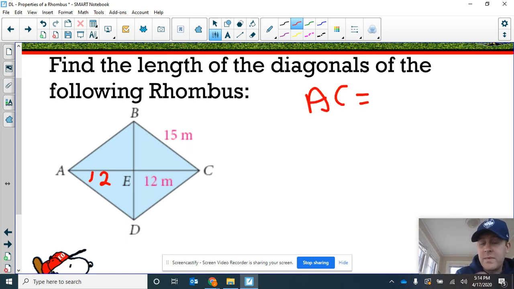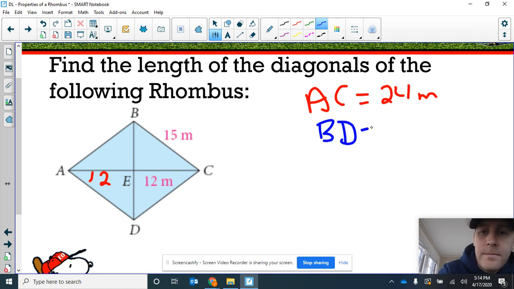is going to be, well, think about the segment addition postulate. This part here is 12, this part here is 12, 12 plus 12 gives me a total diagonal length of 24 meters. Okay, now, how can we figure out the length of diagonal BD? Because that's what we don't know yet. We're not sure what BD is going to be.